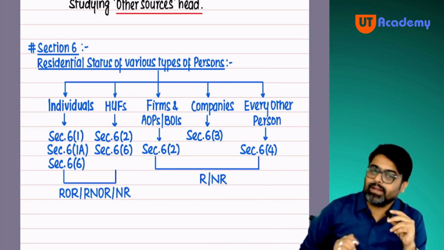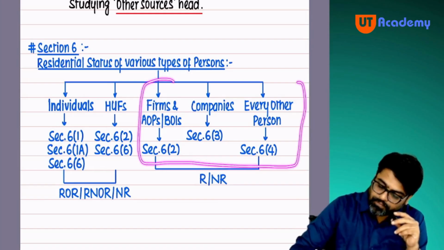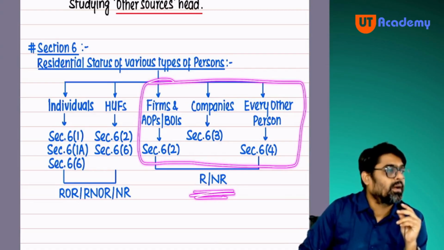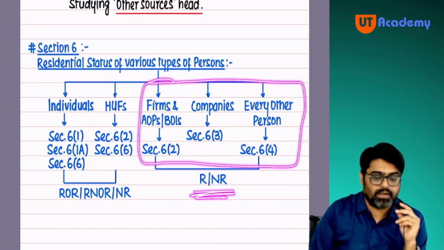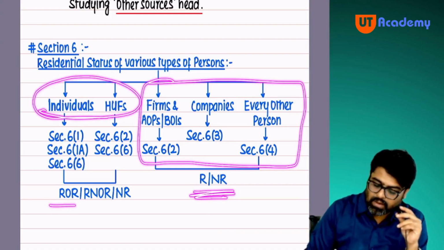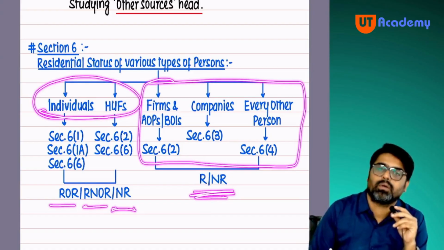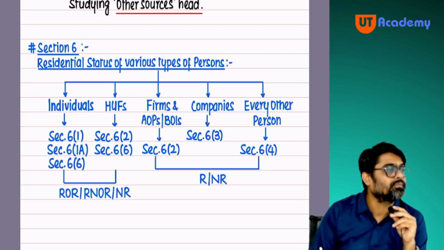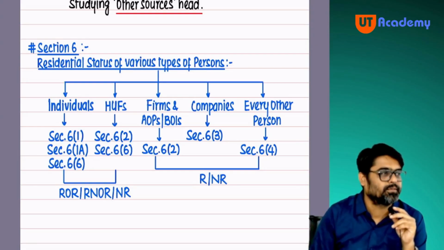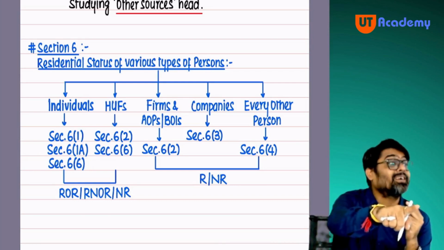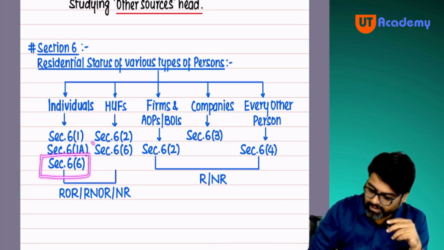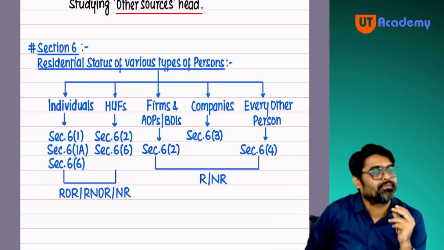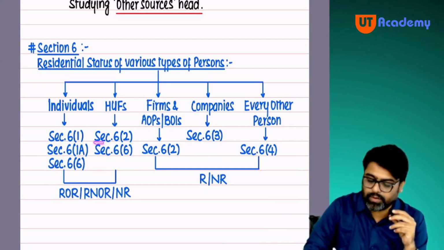Yes or no? Now, can you see all these persons will have either of these two statuses? They will either be resident or they will be non-resident. And these two assessees can be ROR, RNOR or NR. Yes or no? Now tell me one thing. Can you see any difference here or some similarity? Section 6(6) is present in both individuals and HUF, and is missing everywhere else. Section 6(2) is common for these two.